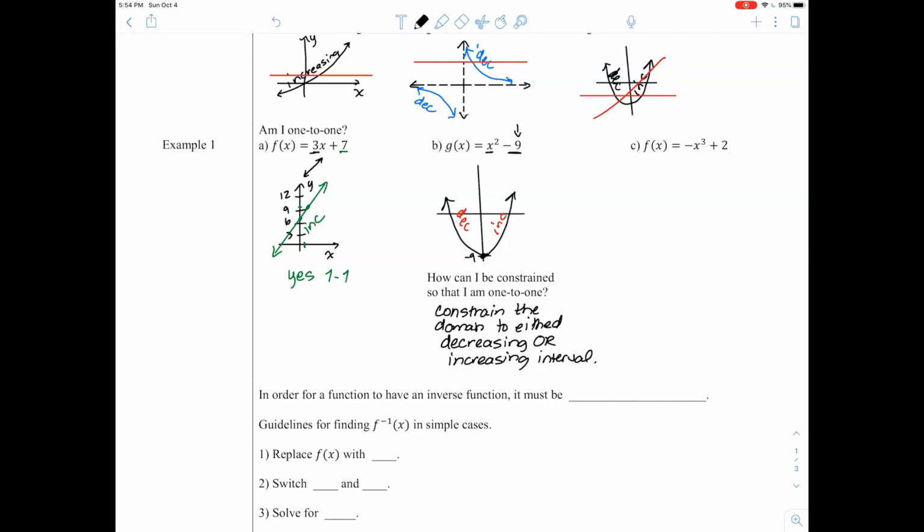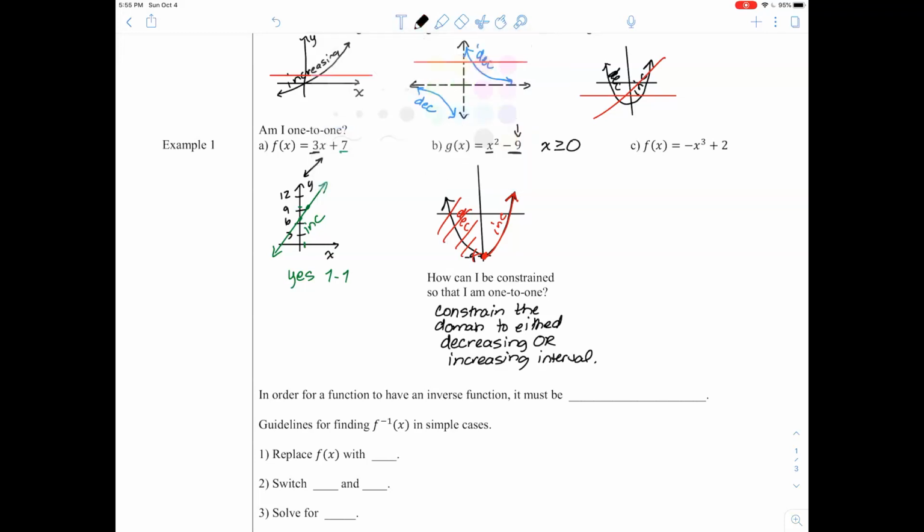So like for example, I could constrain this to be 1 to 1 if I said x was greater than or equal to 0, because then that would cut off this whole side of the graph so that we were only looking at the section of the parabola that was increasing as you moved across the domain. Or vice versa, we could decide to go x is less than or equal to 0 and pick the left side of the domain, which would be fine as well.